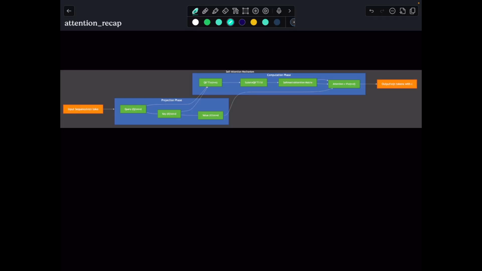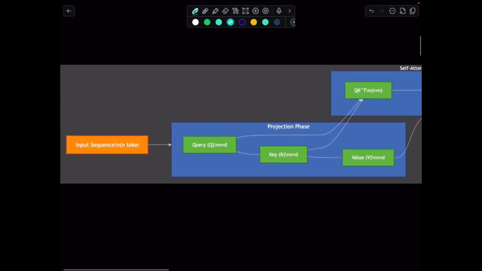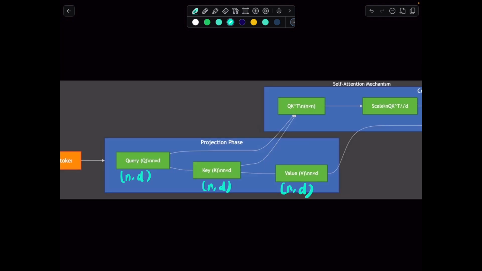So let's now start doing a quick complexity analysis. Say you have your input sequence length as n. You project it into three different matrices, which are query, key, and value, and they each have size n by d. And then you have the query and key matrix multiplication. For this one, the time complexity is O(n squared d), and the space complexity is O(n squared).